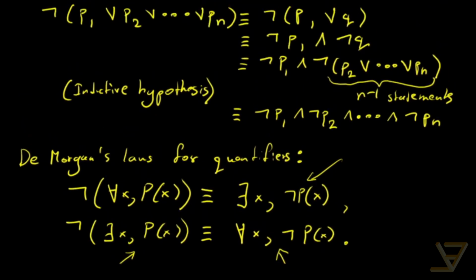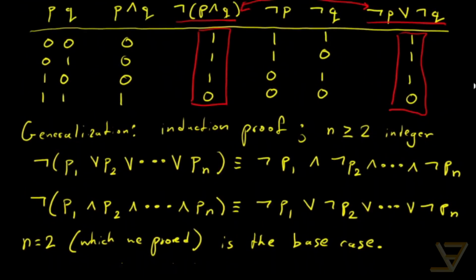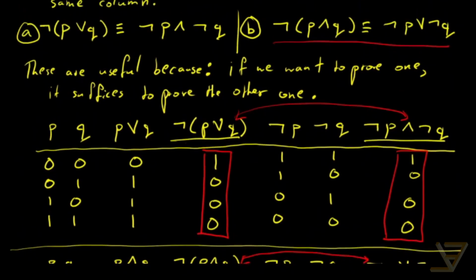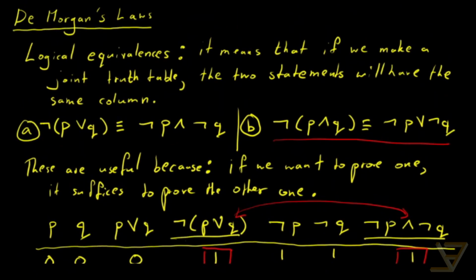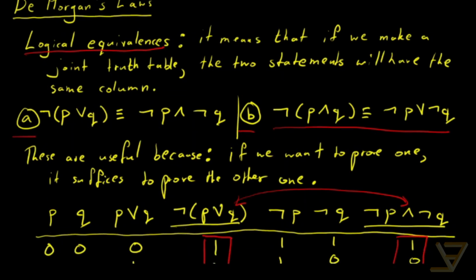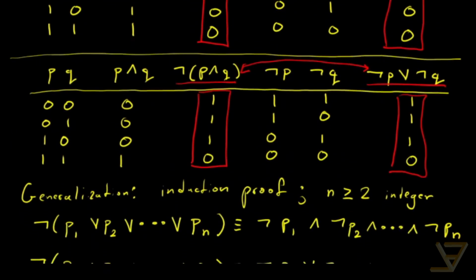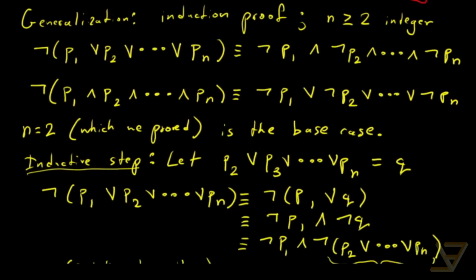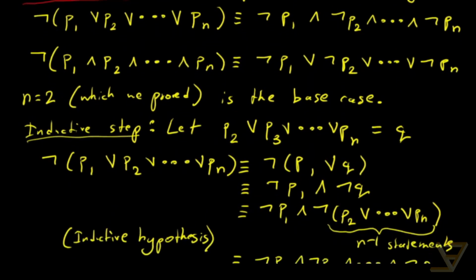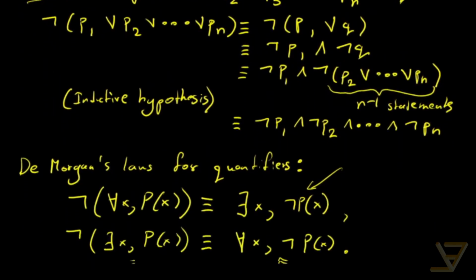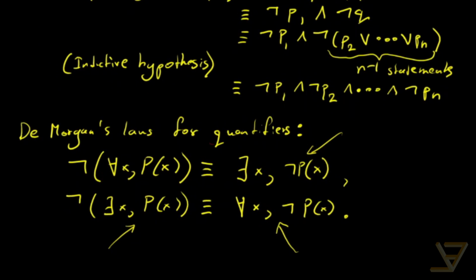Let's do a quick review. We started off with the definition of logical equivalences. Then we stated De Morgan's laws. We proved De Morgan's laws over here using truth tables. We then stated and proved a generalization of De Morgan's laws to n propositions. And finally, I showed you De Morgan's laws for quantifiers.